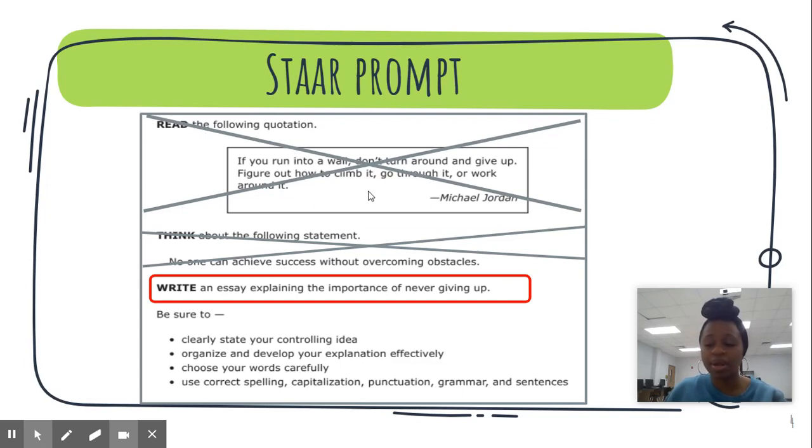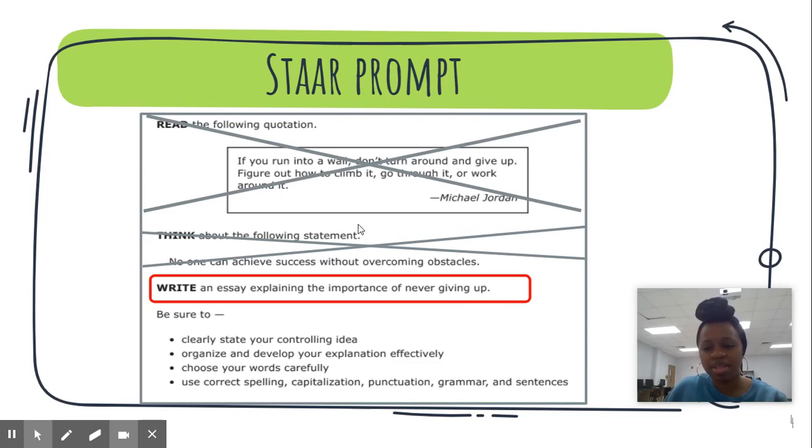All of this up here that's X'd out is extra, and you don't need to read it. So what I would like for you to do is when you get your essay, I want you to X out the read section and X out the think section, just like this. And I want you to circle the write section, because the write section gives you your actual prompt. Okay, that's what you're actually going to be writing about.